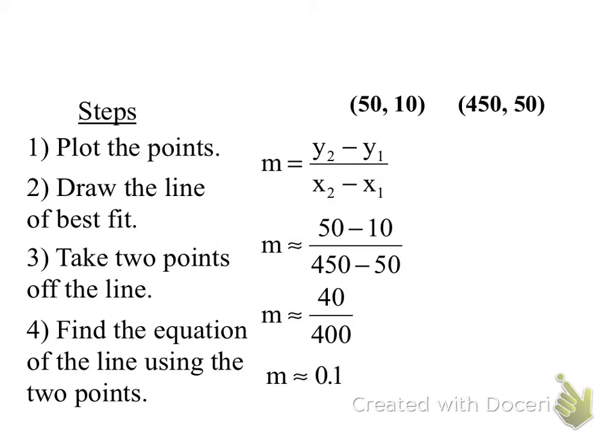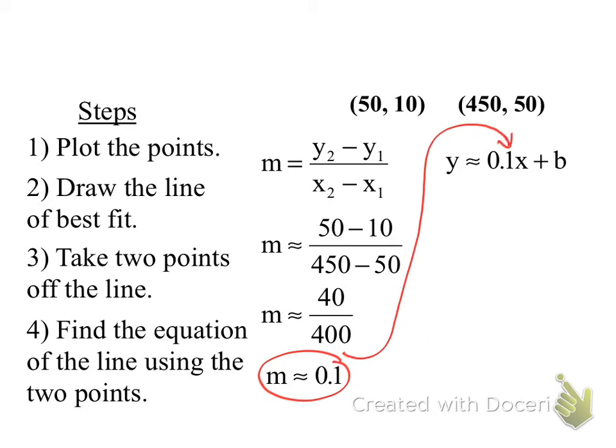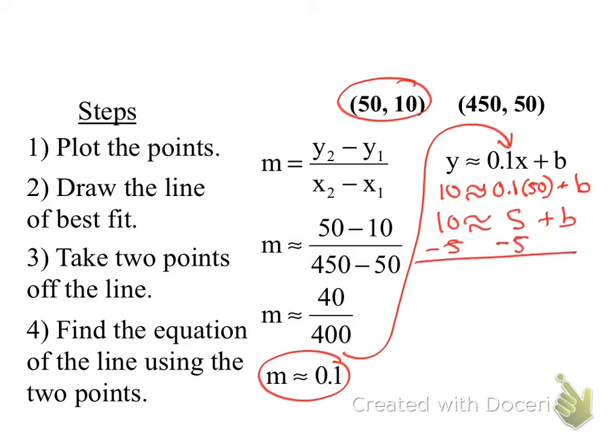So I'm going to use my y equals mx plus b. I'm substituting in. I'm going to substitute this in for my m. And I'm going to use this point. So that means 10 is about equal to 0.1 times 50. You should be writing all of this. And I don't know my b. I'm going to solve for b. So 10 is about equal to, I'm going to move the decimal once, 5 plus b. Subtract the 5, subtract the 5. 5 is about equal to b.